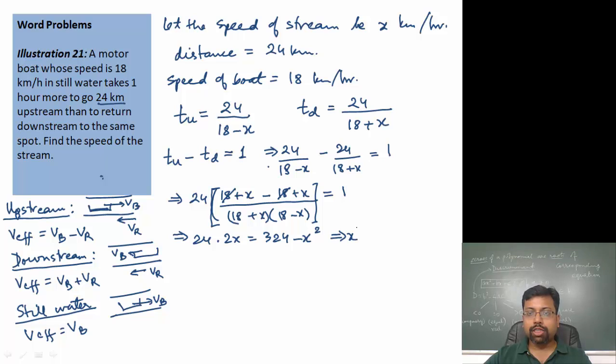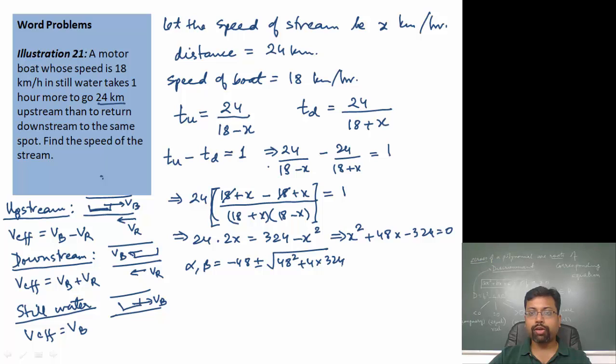So you take it in the standard form, you have x square plus 48x minus 324 equal to 0. And you can solve this using the quadratic formula. So it will be minus 48 plus minus root over b square plus 4 into 324. Why plus? Because the sign of c is negative. So minus 4 into 1 into minus 324 will give you 4 into 324. You have this divided by 2.